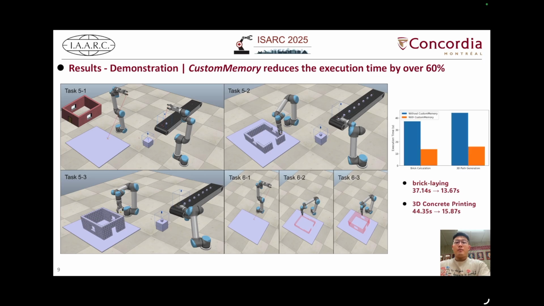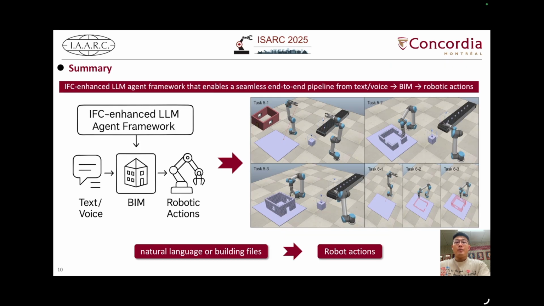We also compared the agent with and without the memory module. The results show that using the memory module reduced the processing time by 60%. And these results validate our method's efficiency. We built a large language model agent framework. This framework lets natural language or building files directly drive robot actions, and it provides a new reference method for construction automation.